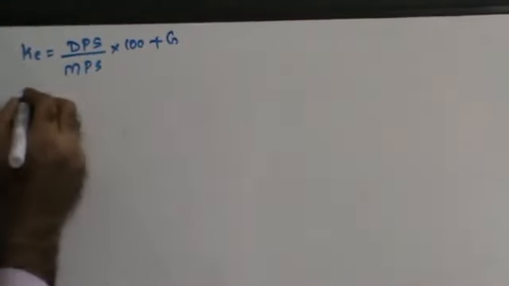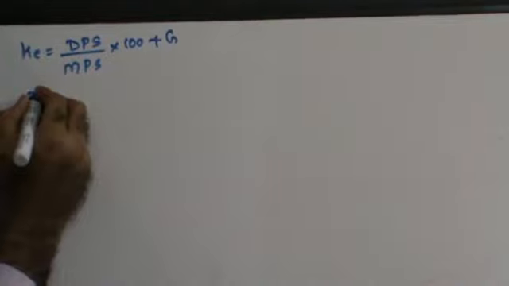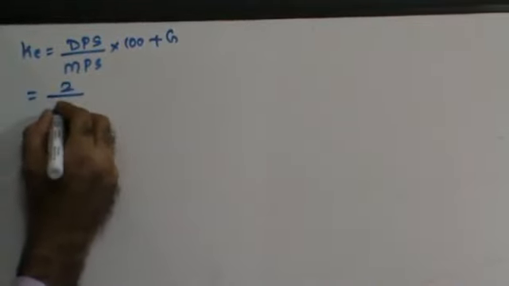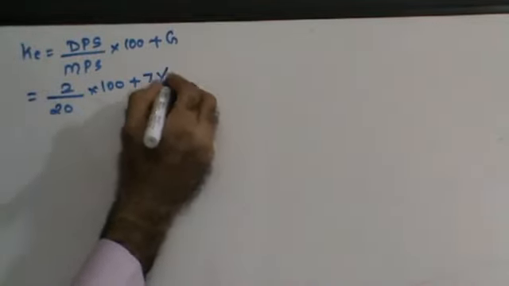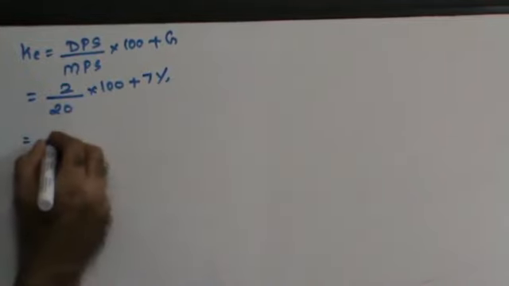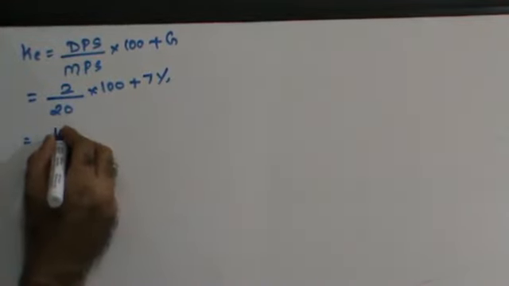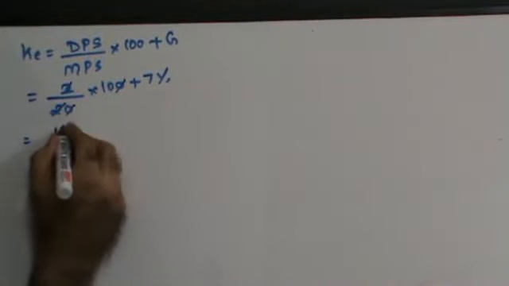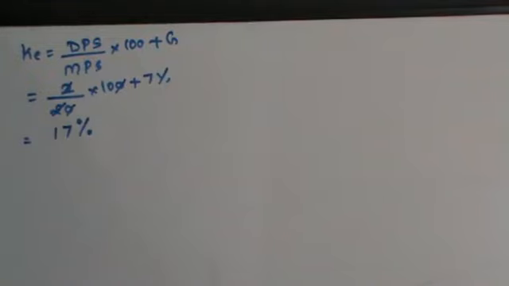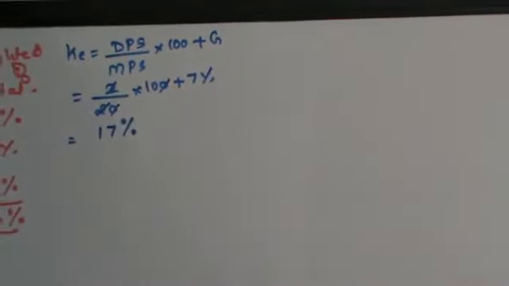Cost of equity is dividend per share upon market price per share into 100 plus growth. They are saying that the company will pay a dividend of 2. Market price of the share is 20. Growth is given to you as 7%. So this is going to be, someone please send me. 10.75? I don't think so. 17%, not straightforward. 10% plus 7%. This is going to give you 10% and this is going to give you 7%. So that is 17%. Right?